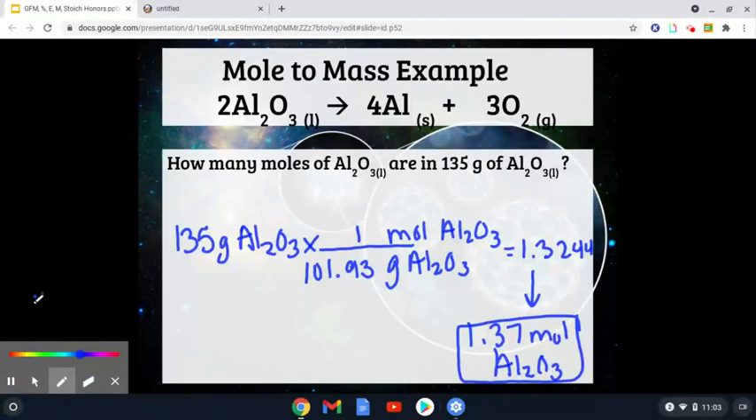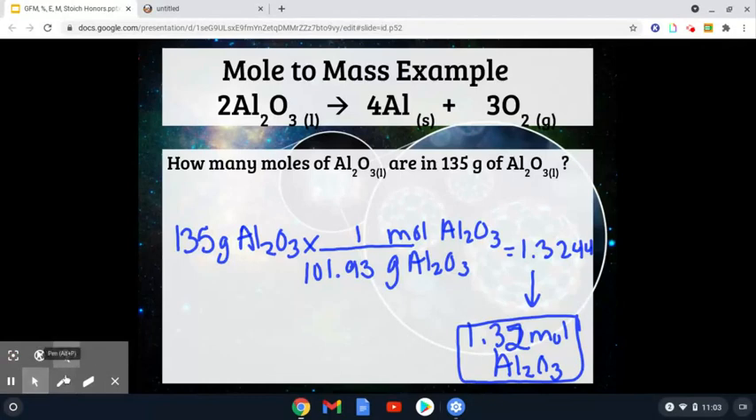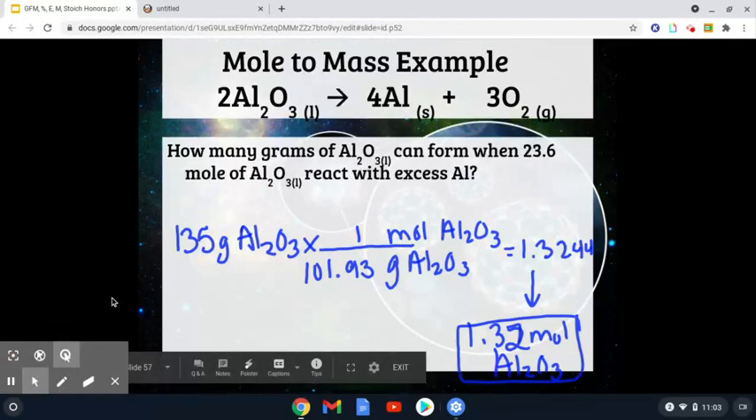Okay, so here is your answer to this problem. Oops, I messed that. It's supposed to be a 2, not a 7. So you get 1.32 moles, all right? Let's take a look at the next problem.